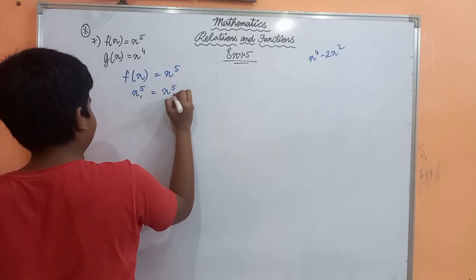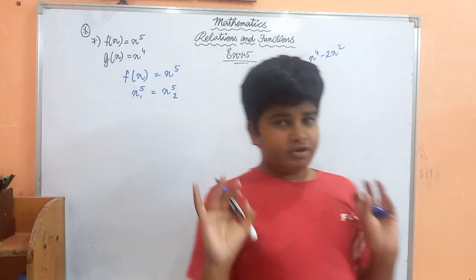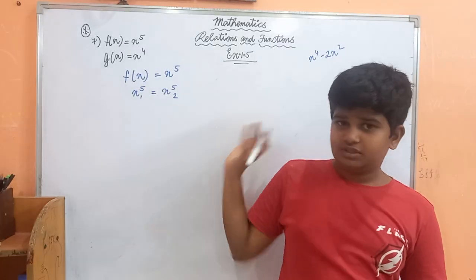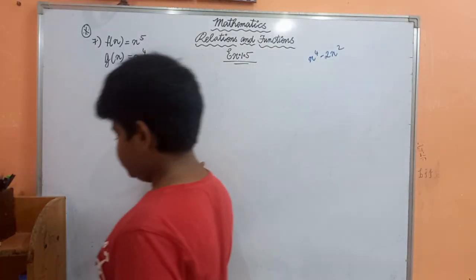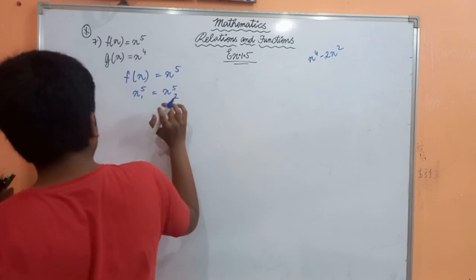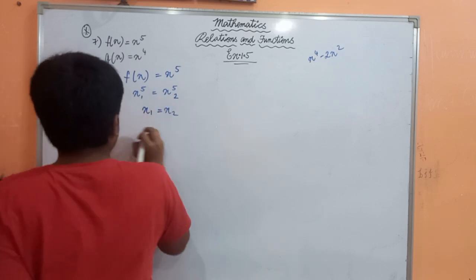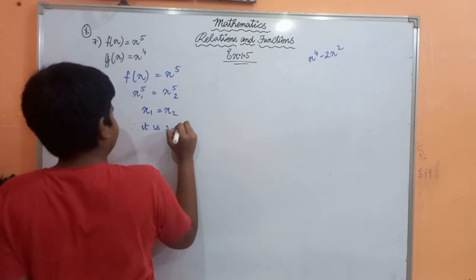So guys, all remember this. If you want to find whether something is a one-to-one function, always remember that if the power is an odd number, it's a one-to-one function. If it's not, it's not a one-to-one function. So therefore it is a one-to-one function.